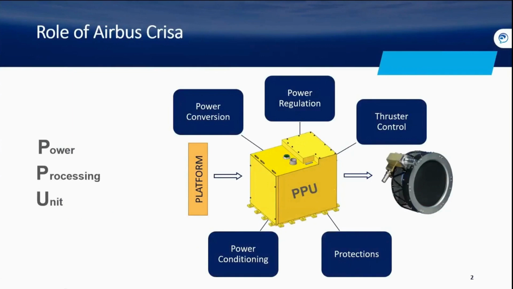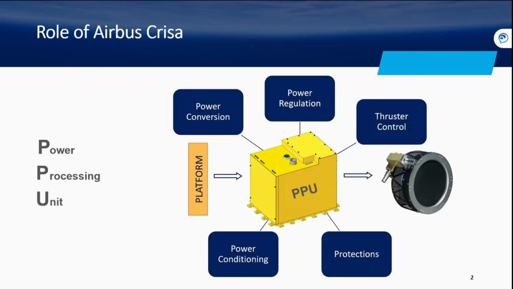So the power processing unit is the power management equipment in charge of providing power to the whole system and also of controlling it. So we're getting the power from the platform, from the satellite batteries or solar panels, and we are transforming it into the high voltage required to operate the thruster and other passive elements of the electric propulsion system, such as the fluid control valves.